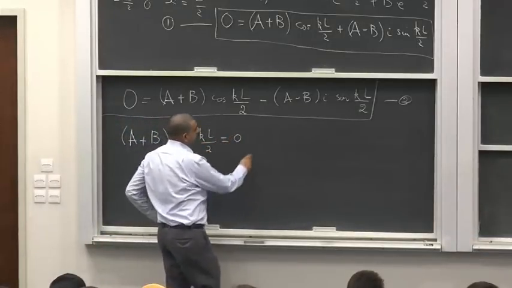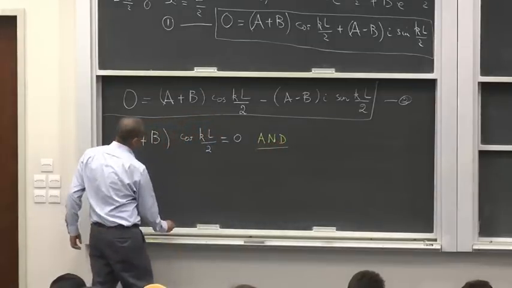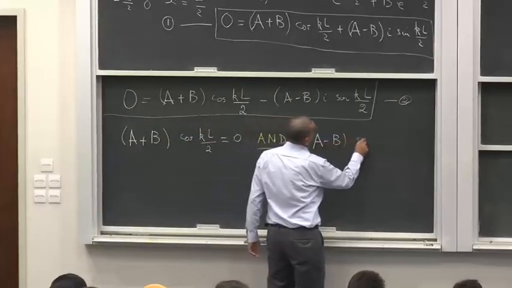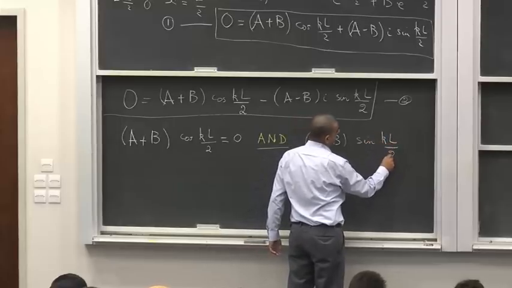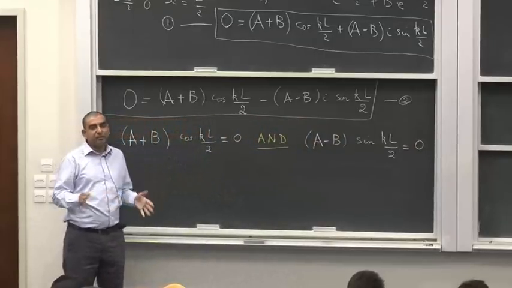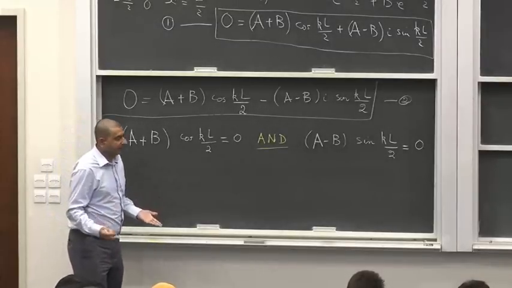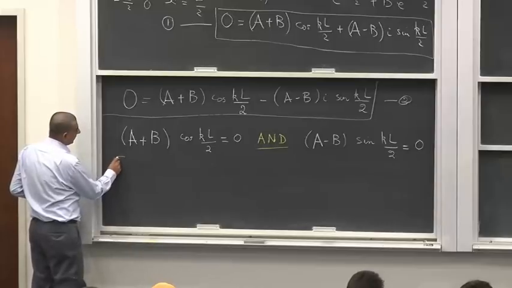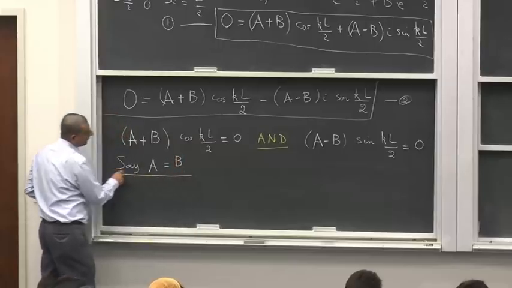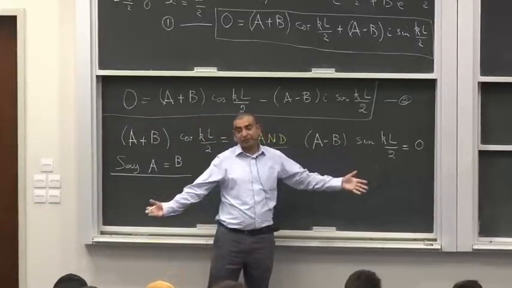And I would like to emphasize that 'and' means at the same time another equation should be satisfied, and that equation is a minus b sine kl over 2. Now I have to come up with conditions that satisfy both of these equations at the same time, simultaneously. So I come up with different possibilities. The first possibility is, say, a equals b. So if I would like to make this equation 0, this equation has to be 0.